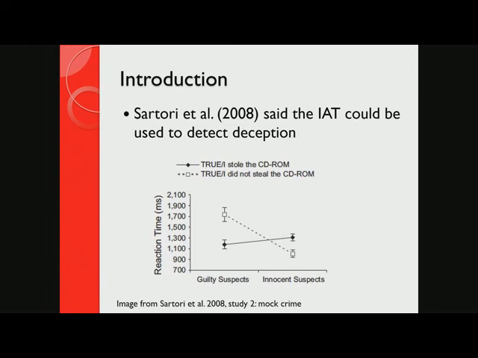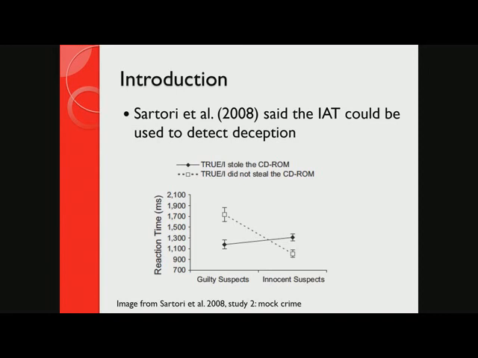So what they did is they had one of the categories be sentences that were definitely true or false. They used things like, I'm doing a psychology experiment, or I'm at the beach. So those are things that are definitely true or false. And then the other set of stimuli the participants classified were about the thing that Sartori and Ali were interested in, so about the thing people might be lying about.